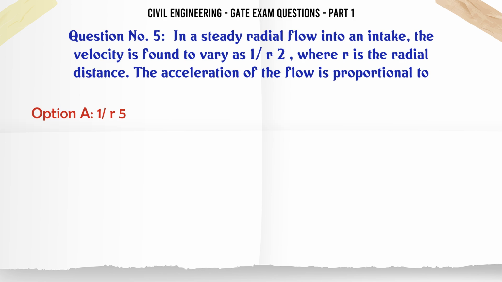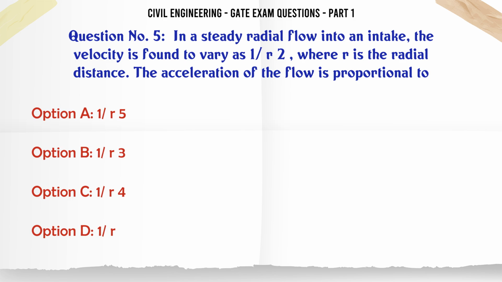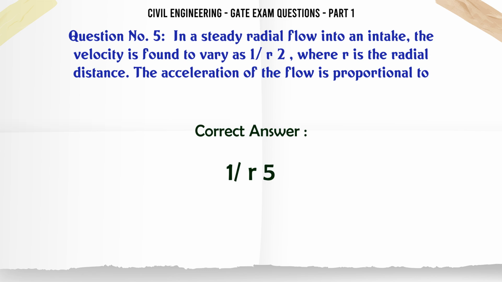In a steady radial flow into an intake, the velocity is found to vary as 1/r², where r is the radial distance. The acceleration of the flow is proportional to: a. 1/r^5, b. 1/r^3, c. 1/r^4, d. 1/r. The correct answer is 1/r^5.